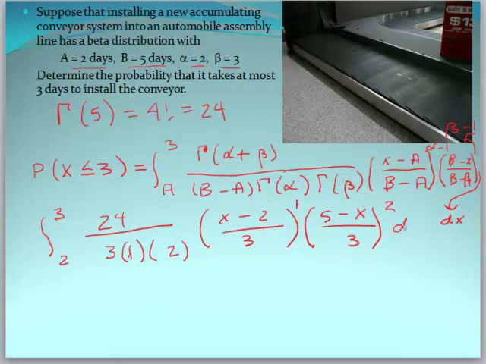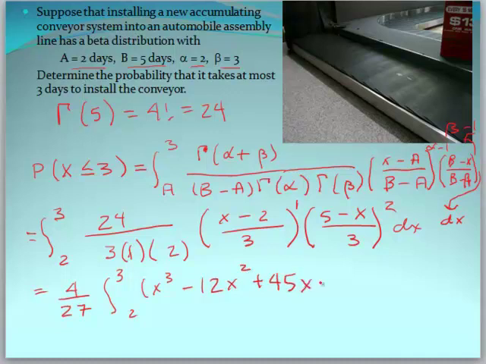So now we can say this is all going to be equal to, well, multiply all that out, it's 4 over 27, right? Because remember, take this 3 and this 3 squared, so all of that's going to come out over here too, so that's why it ends up being 4 over 27. Integrating 3 to 2, and when you multiply everything out, it'll be x to the third minus 12x squared plus 45x minus 50 dx.